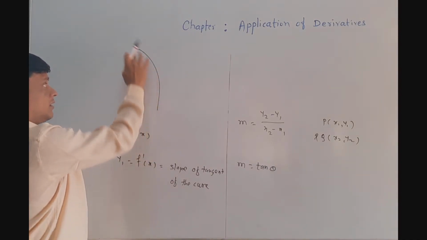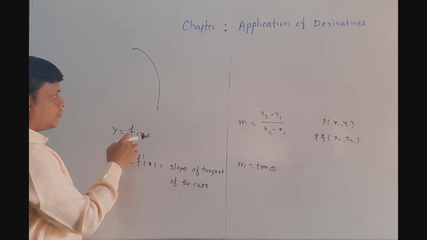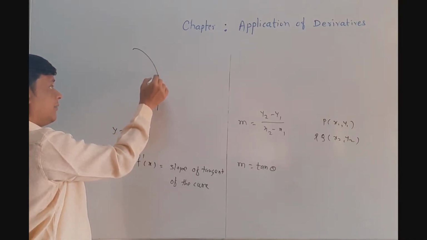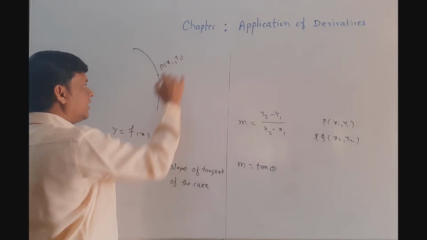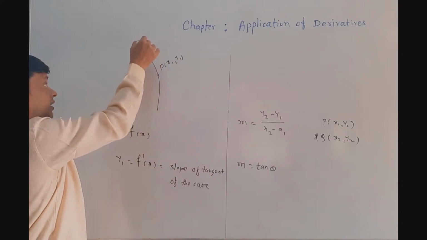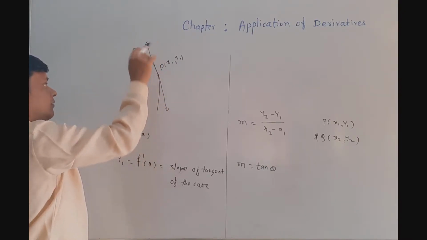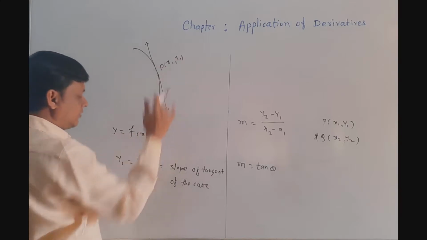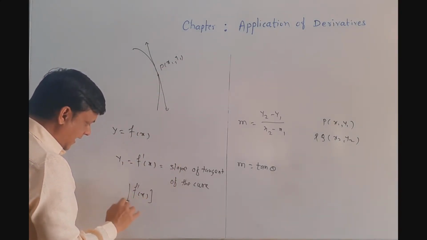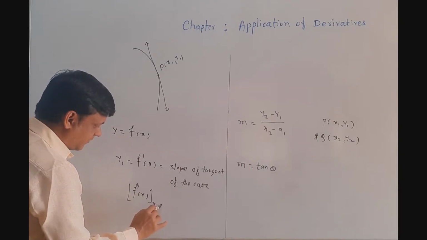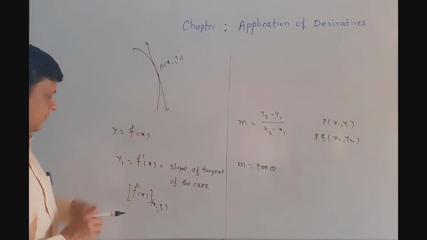Suppose this curve is given, which is represented by y equals f of x, and if a point on that curve is known, suppose that point is P of x1 y1, then we find the slope of this tangent for this curve at P of x1 y1. So we write this f dash of x at x1 y1 as the slope of the tangent for this given curve.